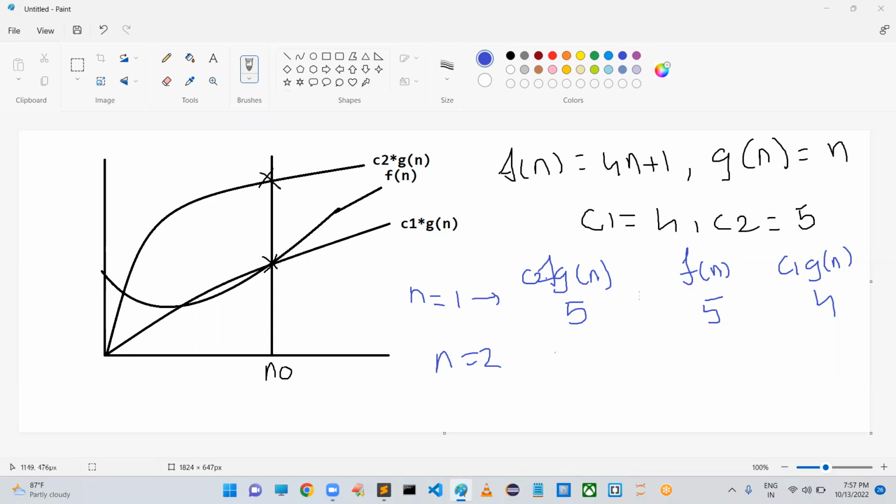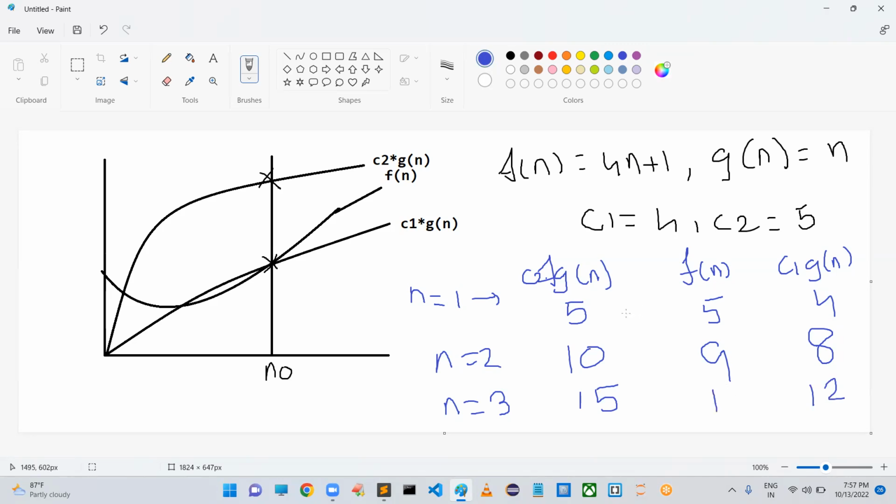When n is equal to 2, what is happening? C2 into g of n: 5 into 2 becomes 10. C1, 4 into 2, becomes 8. What about f of n? 2 into 4 is 8, 8 plus 1 is 9. Even when you take n is equal to 3, 5 into 3 is 15, 4 into 3 is 12, and 3 into 4 is 12 plus 1, which is 13.